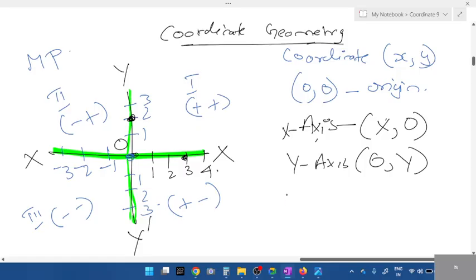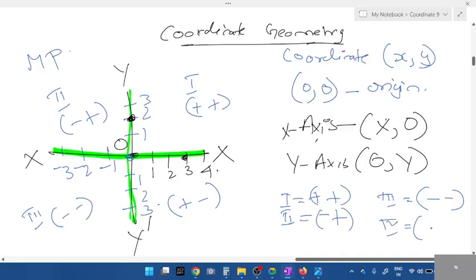Let's quickly go through this concept. First quadrant, both are positive. Second quadrant, minus and plus. Third quadrant, both are negative. Fourth quadrant is opposite to second quadrant, plus and minus.